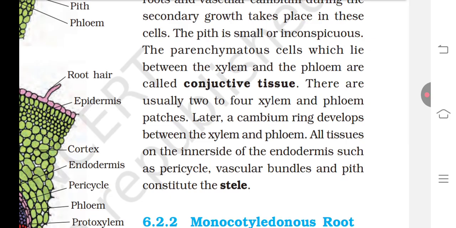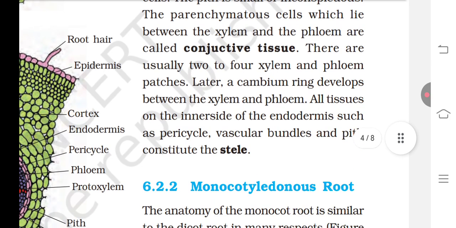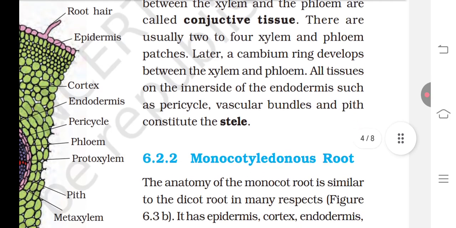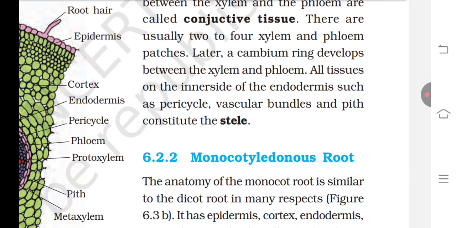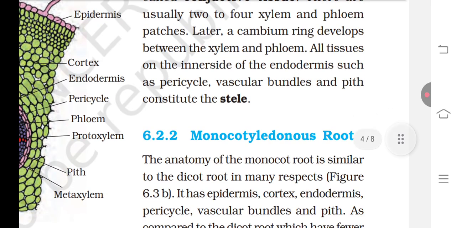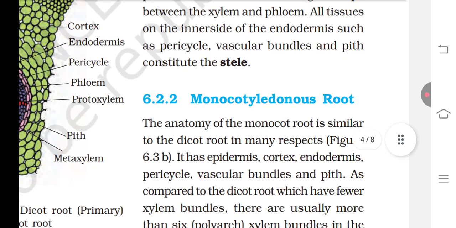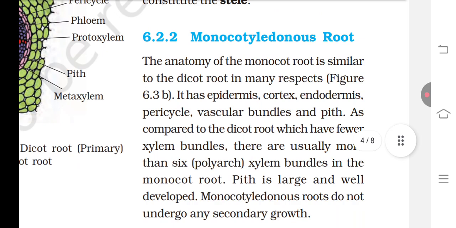The pith is small or inconspicuous. The parenchymatous cells which lie between the xylem and the phloem are called conjunctive tissue. There are usually two to four xylem and phloem patches. Later, a cambium ring develops between the xylem and phloem. All tissues on the inner side of the endodermis, such as the pericycle, vascular bundles, and pith, constitute the stele.